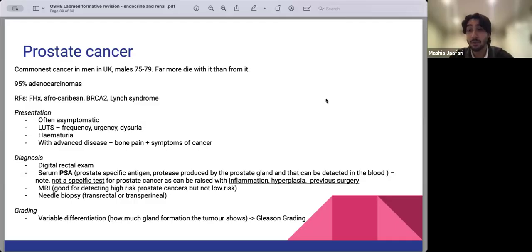Again, important to look out for bone pain because prostate cancer very characteristically metastasizes to bone and most commonly the back. So usually you'll see back pain because there's a venous plexus that goes from the prostate to the spine. So the cancer cells can easily get to the spine and cause back pain. Usually you do an MRI to have a look at the prostate, and you can do a biopsy as well to check for the grade.